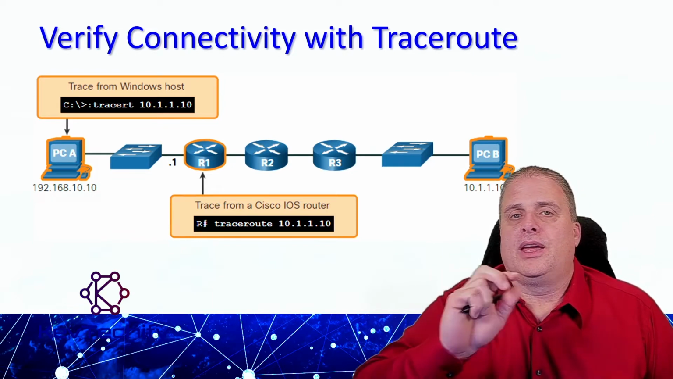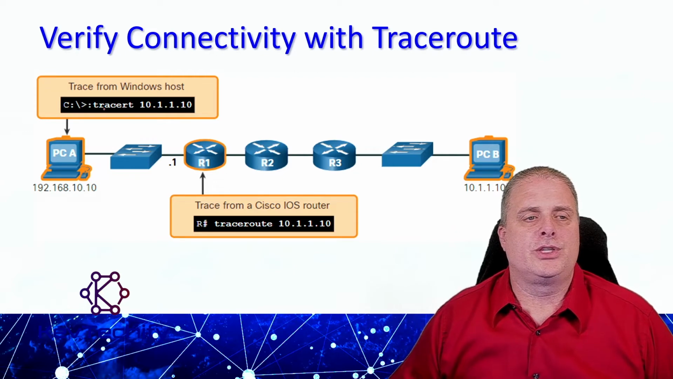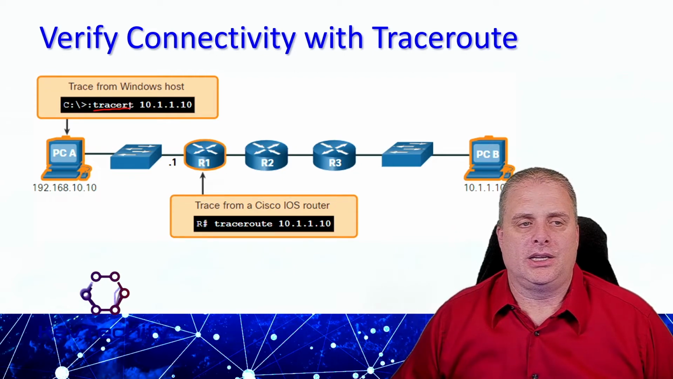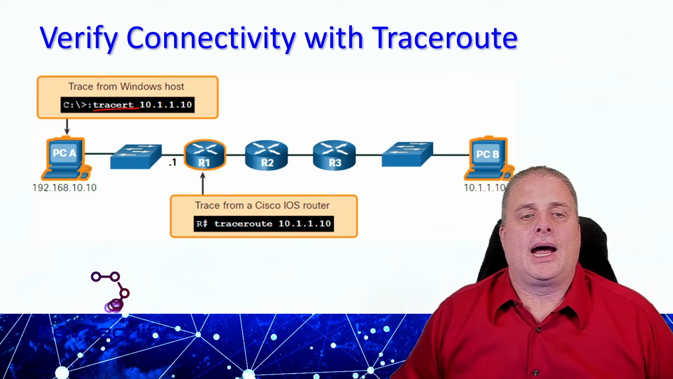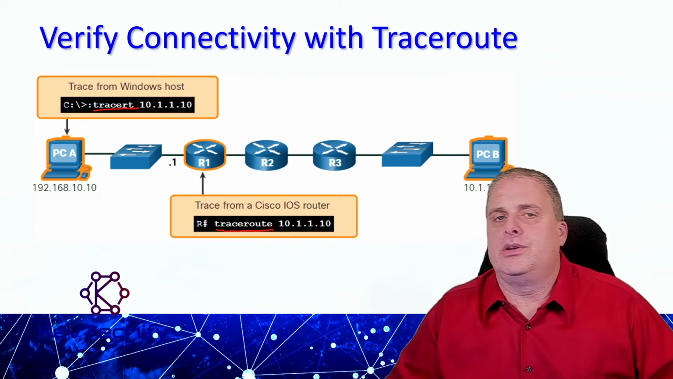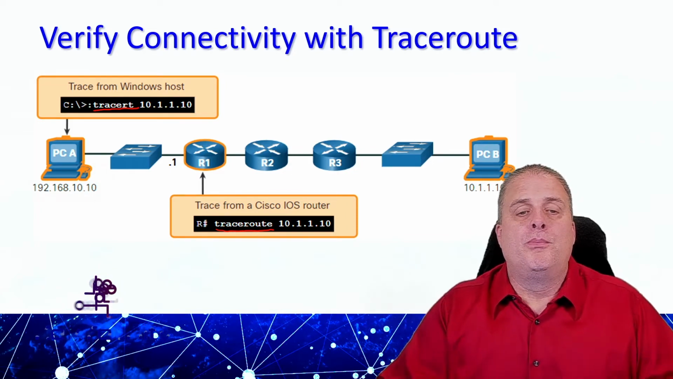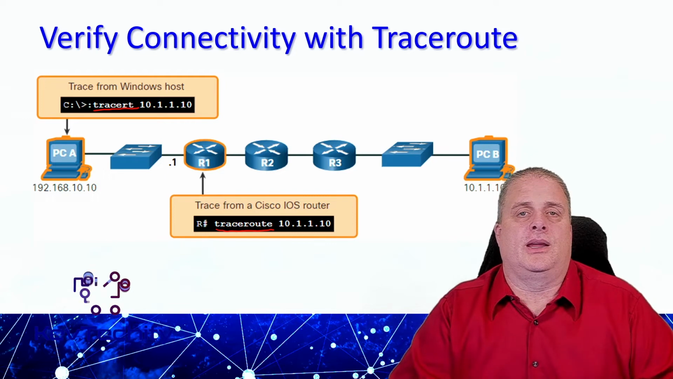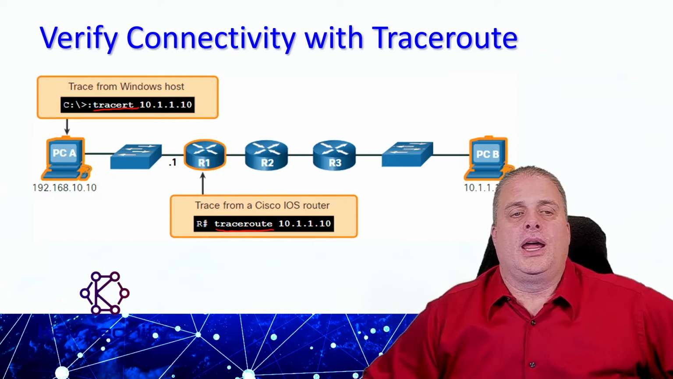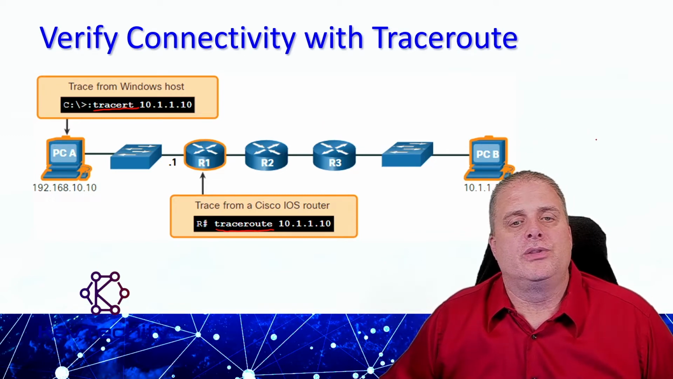Windows and Cisco have implemented traceroute a little bit differently. On a Windows system, the command to use traceroute is T-R-A-C-E-R-T. They've abbreviated it. On the Cisco IOS, it's the word traceroute, all one word, no spaces. Why did they choose to implement it using different keywords? That's just how they did that. But they function the same. They go through and they connect each network interface along the journey to the final destination.